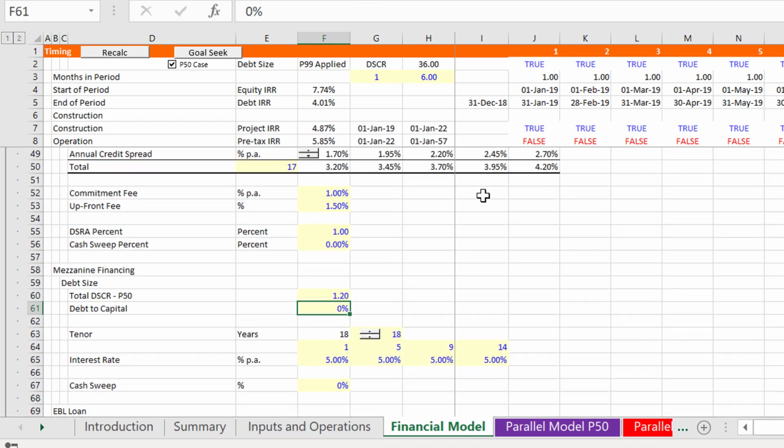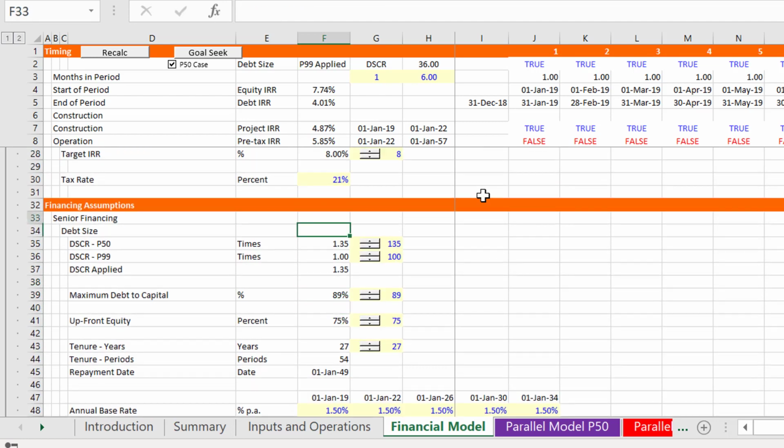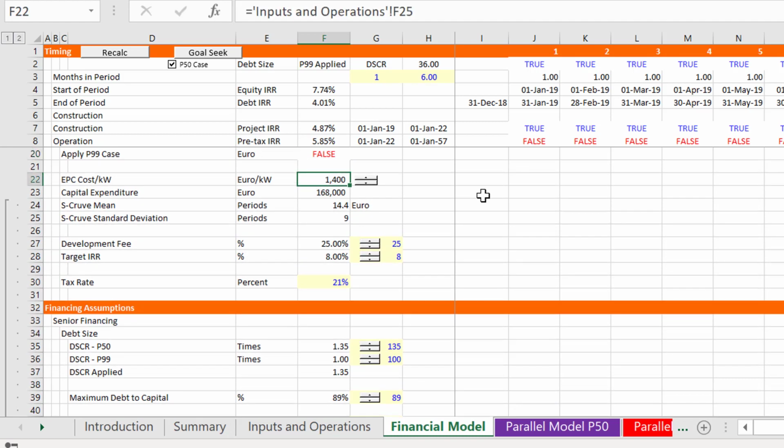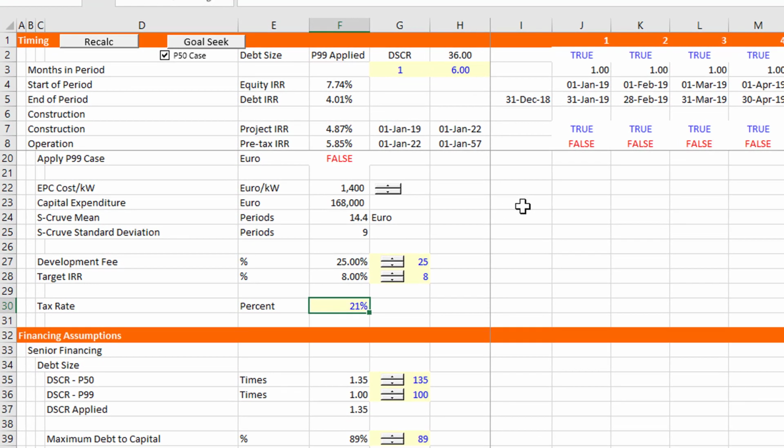Now the big input that's really changed is that I have a tax rate. Okay? And this tax rate causes this circular reference. And the other thing I have changed is I have a construction period. So the construction period causes a number of circular references.